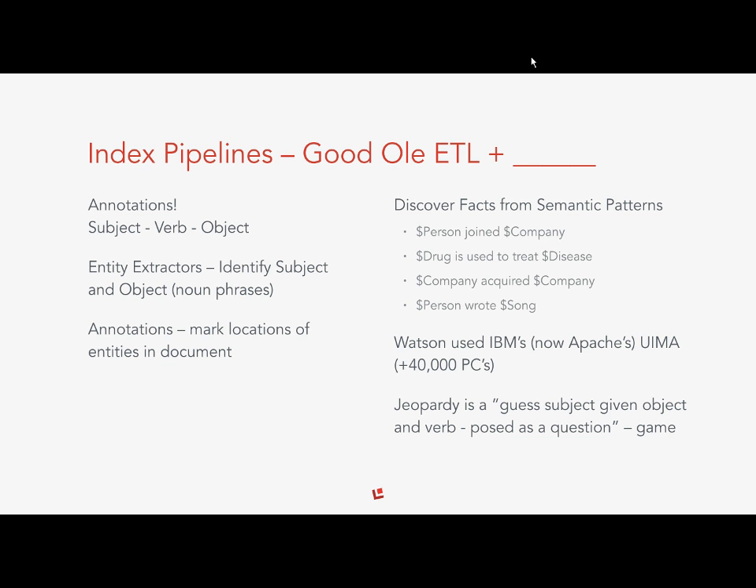And the really cool thing here is that you can build these things out of piece parts. Entity extractors will identify the subject and object noun phrases, and then we use annotations to mark the location of these entities in the document. Once we have the entities extracted, we can then use patterns, as shown on the right, to join these entities into facts. And this is a simple example of a pattern so you can see how they work.